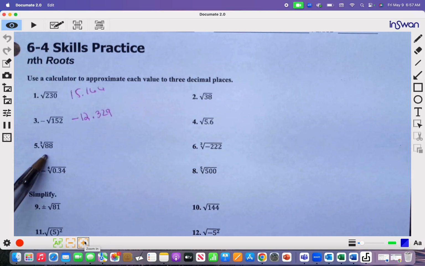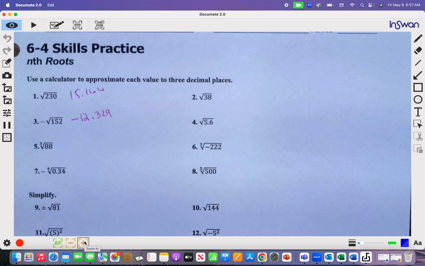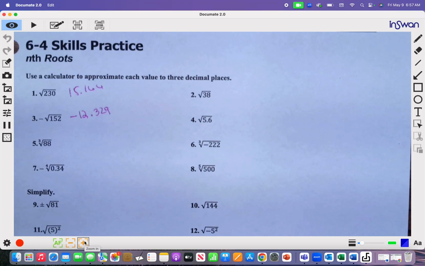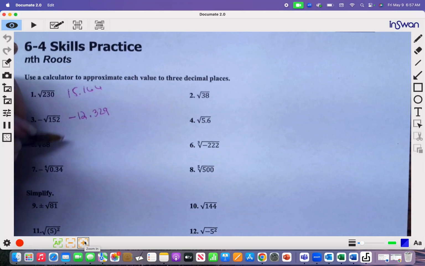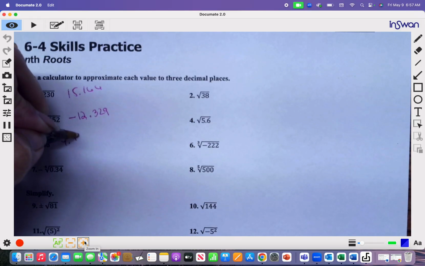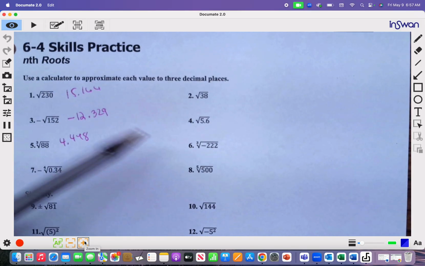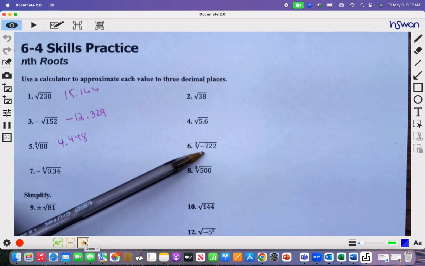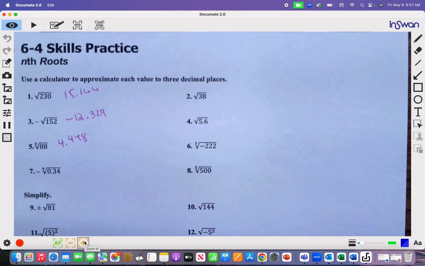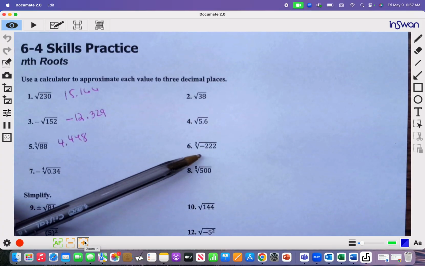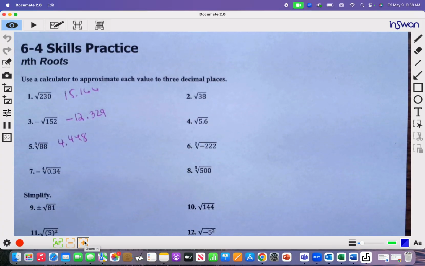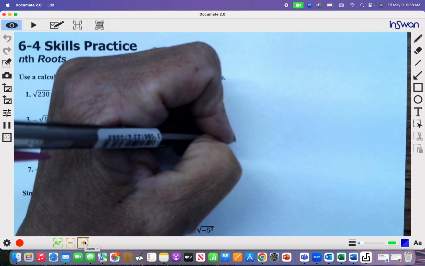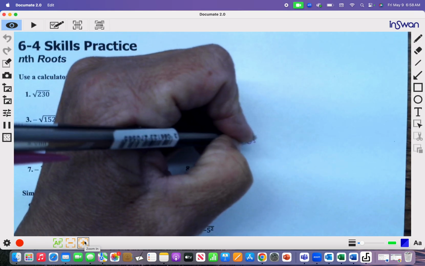This is the cube root. So on your calculator, you need to find the cube root button and put in the 88 and round it 3 places out. So we wind up with 4.448. And on this one, the negative cube root we can do. We can't do the negative square root. The reason why we can do this is because a negative times a negative times a negative is a negative. And when we round it, on this one we wind up with 6.055.